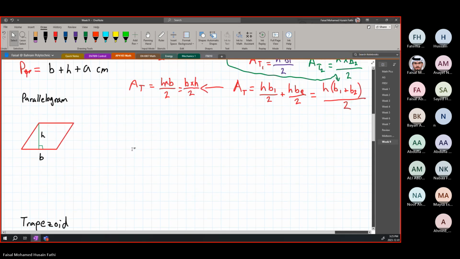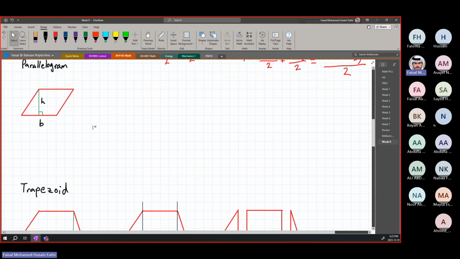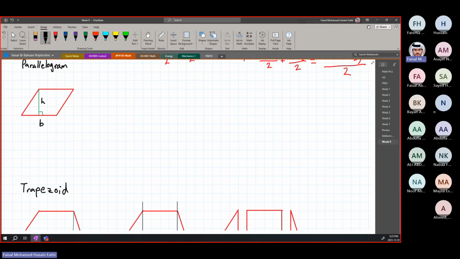Now, moving on from the triangle, let's go to the parallelogram. The parallelogram is basically a rectangle that is slanted, a rectangle leaning to one side. So the area of the parallelogram is the same as the area of the rectangle of the same size.